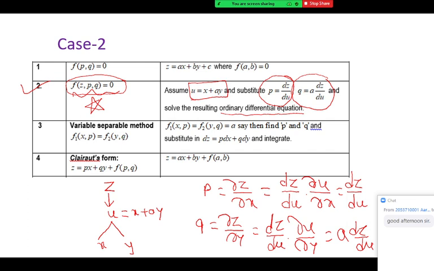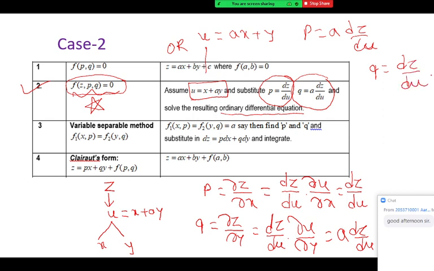Some other textbooks give a different substitution: instead of u equal to x plus ay, you can take u is equal to ax plus y. Both are possible, but if you use u equal to ax plus y, then the value of p becomes a dz by du, and the value of q becomes dz by du. But if you use x plus ay, then the earlier values hold.